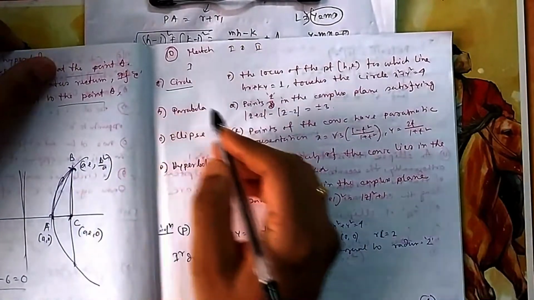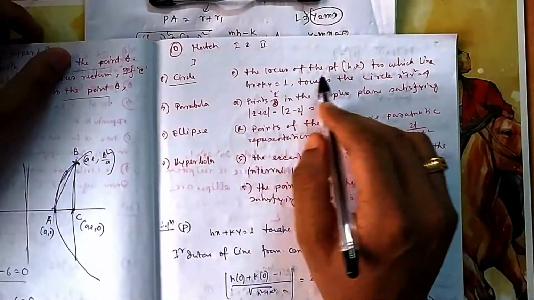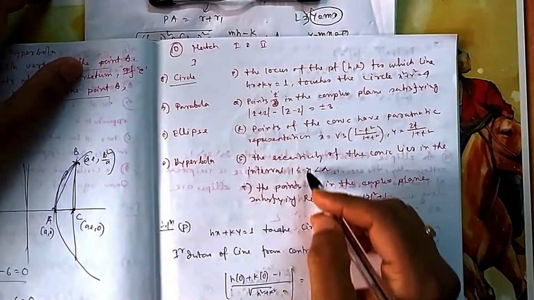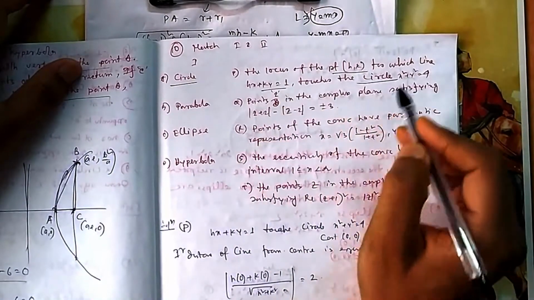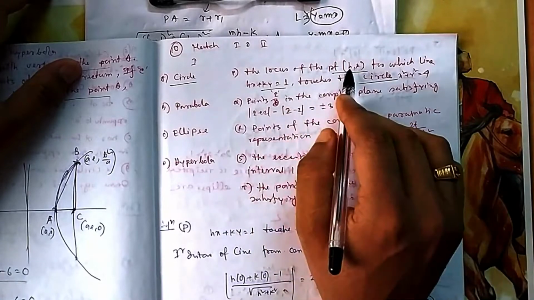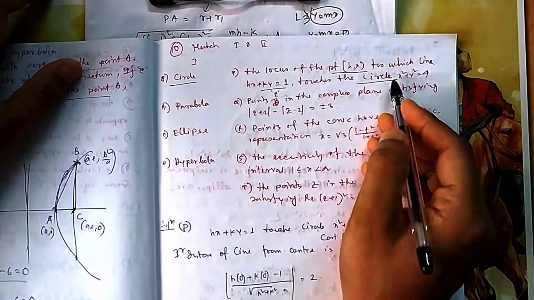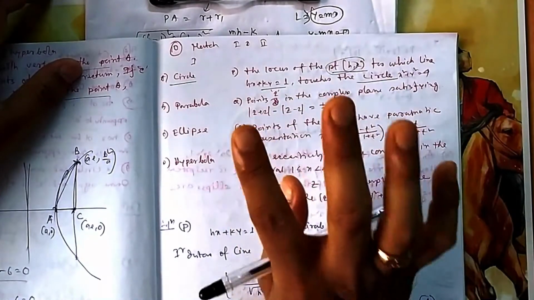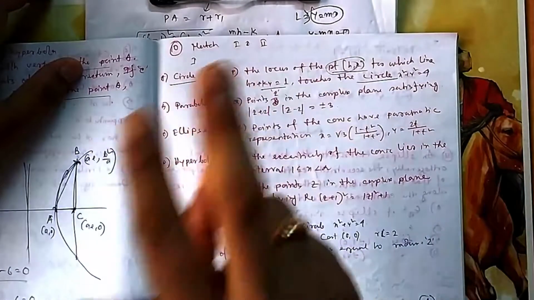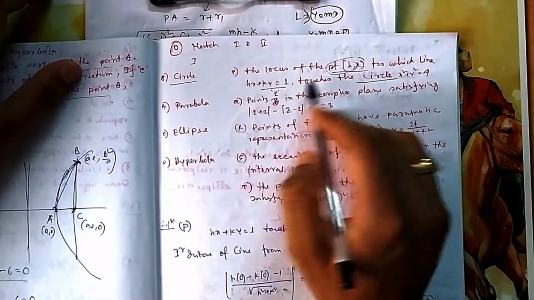A circle, they are saying a circle. What is the circle? The locus of the point: circle, parabola, ellipse. These are the conditions you have to match. The locus of a point for which the line touches the circle. So, locus of the point, what is the condition? It should touch. First they are saying locus, that means you have to find the equation involving h and k only, nothing else. And the condition is that it should touch.